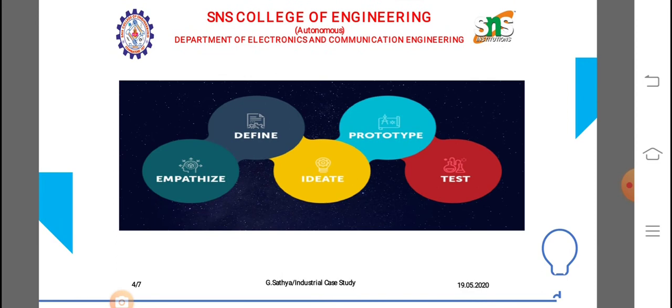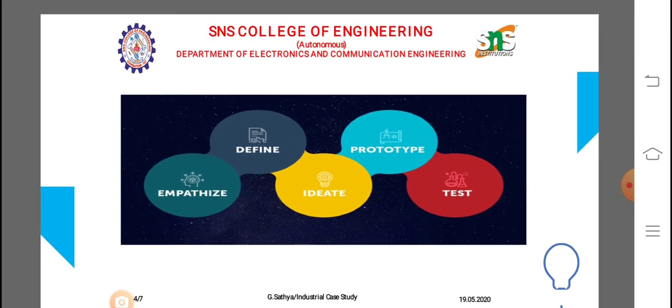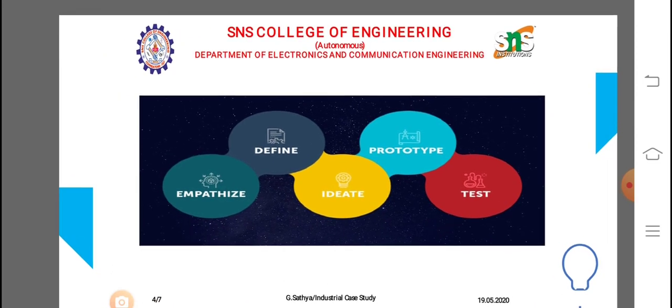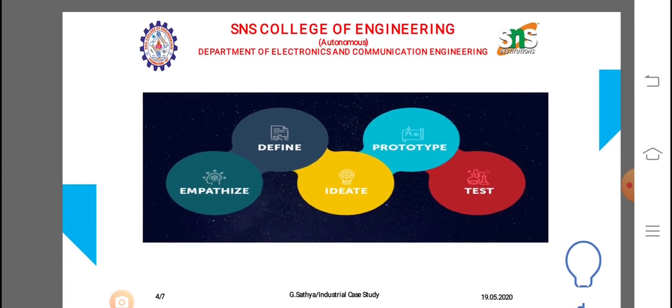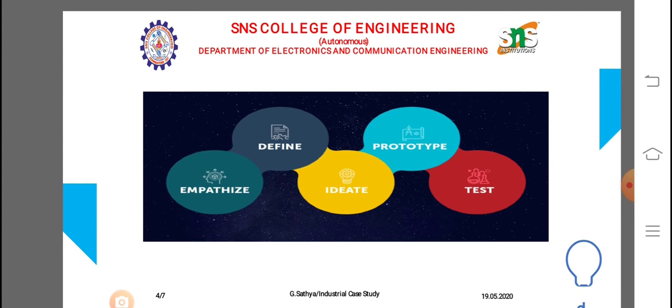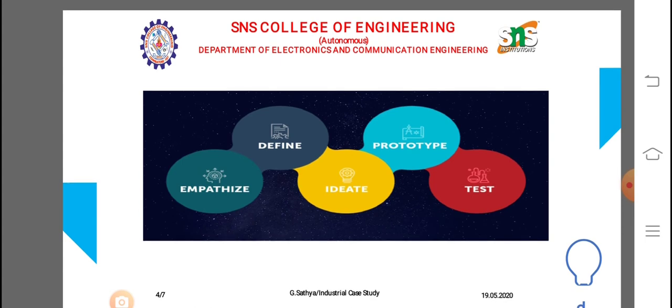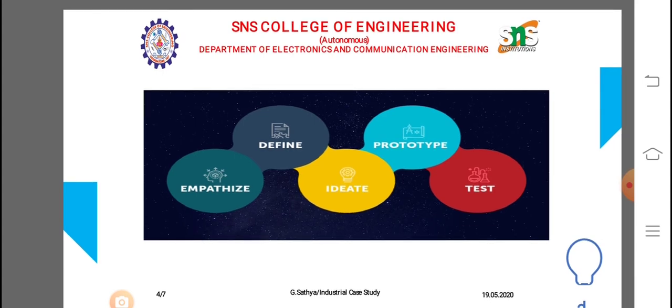So far we have discussed our empathy and defined statement, and next is our ideation part, that is how we are finding a solution for smart homes. IoT based home automation consists of several smart devices for different applications: lighting, security, home electronics, etc. All these devices are integrated over a common network established by a gateway and connected in a mesh network.